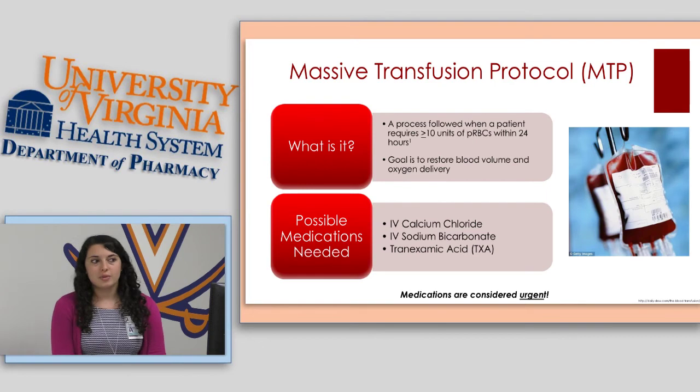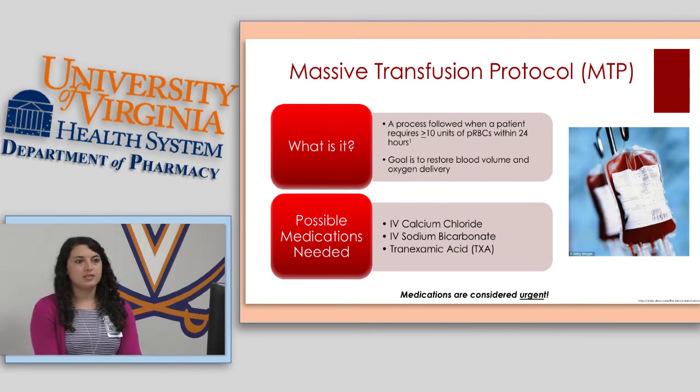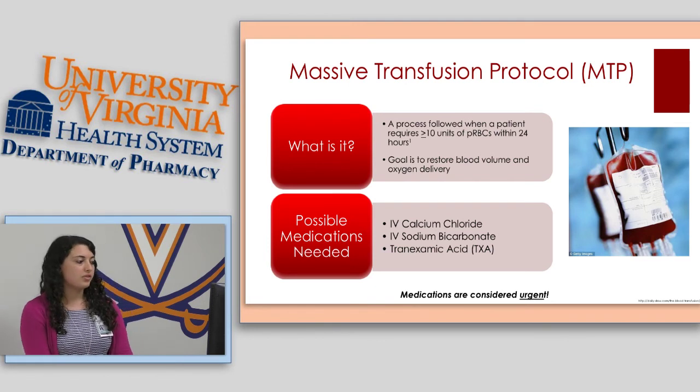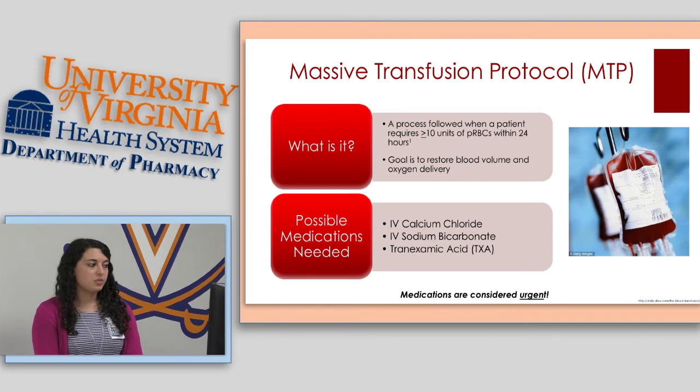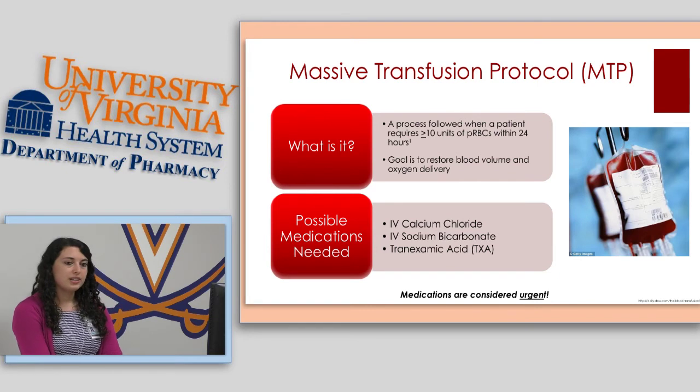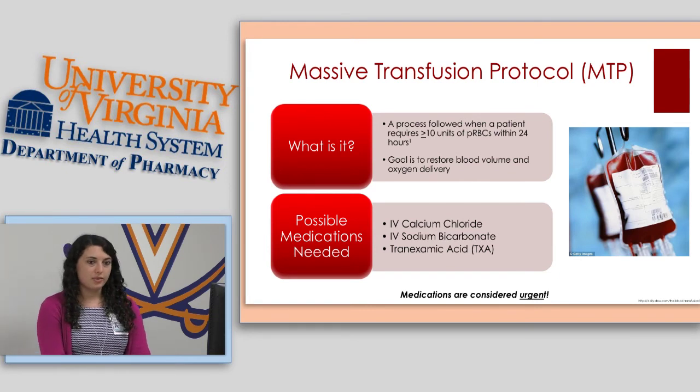All right, so then the next possible complication that we need to address for trauma patients is they may require a massive transfusion protocol. So if a patient is bleeding excessively and requires greater than 10 units of packed red blood cells within 24 hours, this would classify them as a patient that we would follow the massive transfusion protocol for. And so when they receive that amount of blood, then there are medications that we also need to administer to prevent any complications from the amount of blood they've received. So these would include IV calcium chloride and IV sodium bicarbonate.